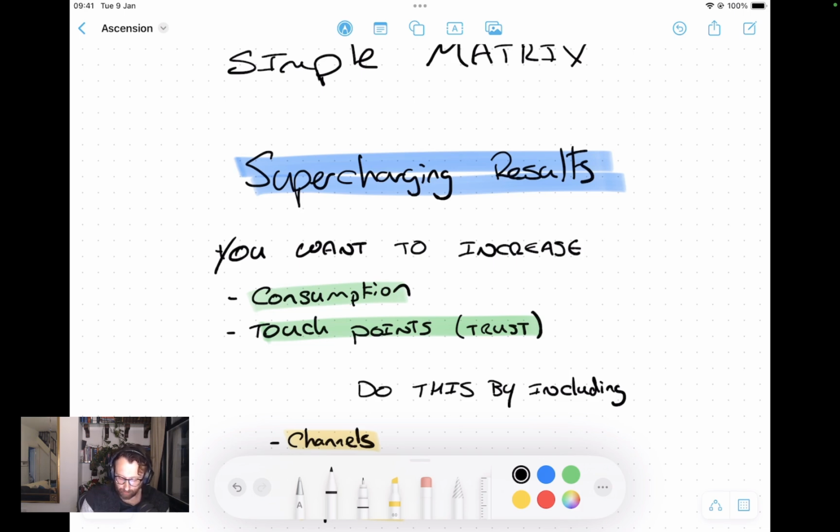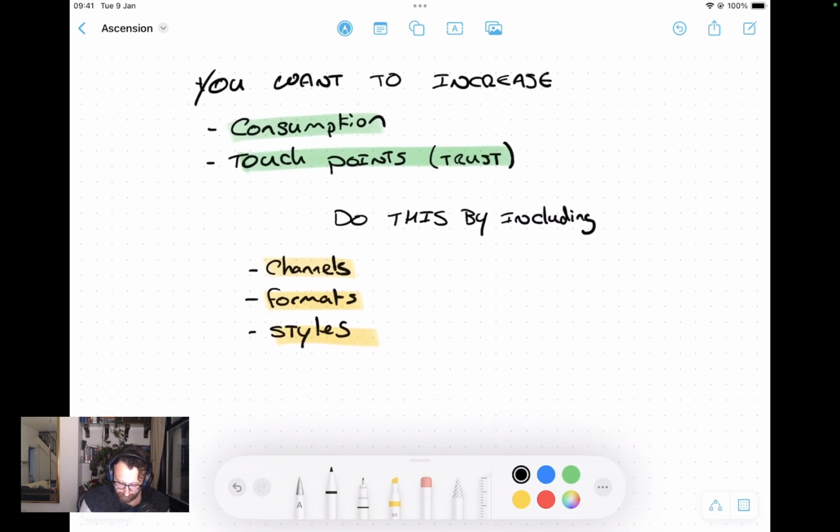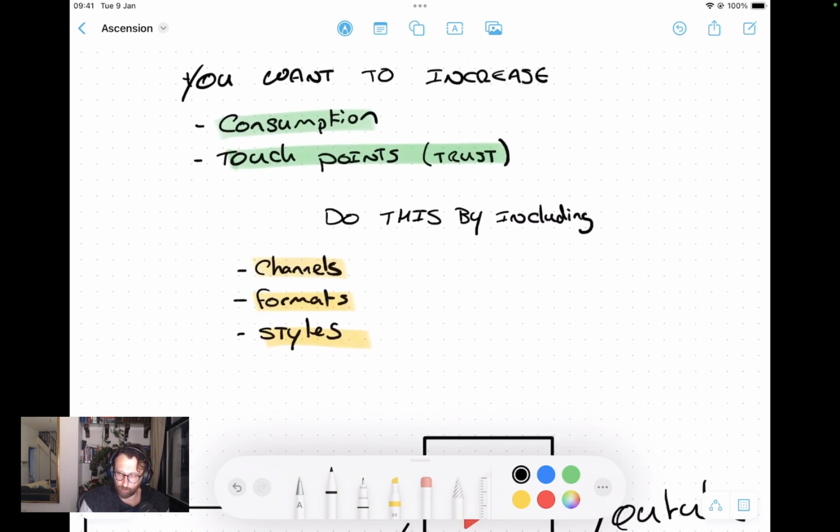So you're looking at increasing the touch points, the different ways that they can connect with you and consume stuff that you've done, and how they consume more of it. So the best way that I found to do this is to include different channels, formats, and styles. I know people who have done very simple things where it's, I'm just going to send emails to a sales page, done. And the emails do the heavy lifting and the sales page does it then.